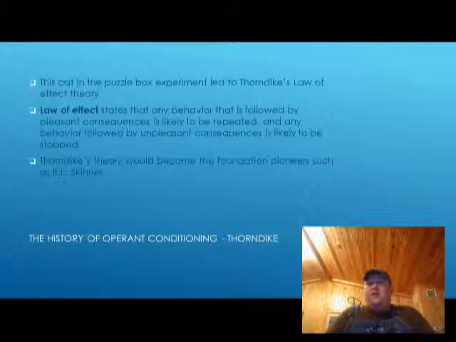This cat in the puzzle box experiment led to Thorndike's law of effect theory. The law of effect theory states that any behavior that is followed by a pleasant consequence is likely to be repeated, and any behavior followed by an unpleasant consequence is likely to be stopped. Thorndike's theory would become the foundation pioneers such as B.F. Skinner would use to further the field of operant conditioning.